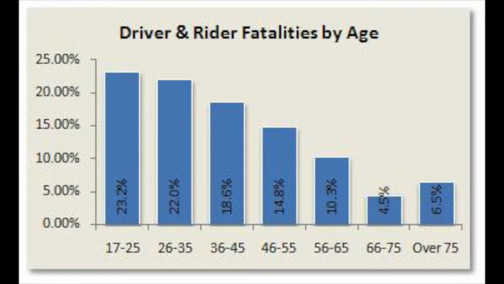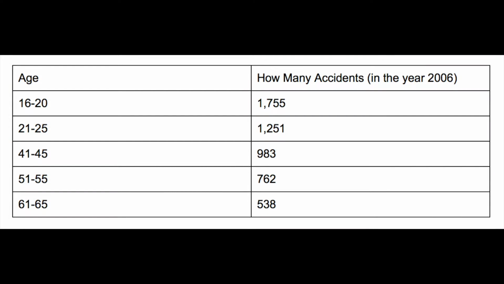So the ages that I used were 5 categories, and the ages were 16 to 20, 21 to 25, 41 to 45, 51 to 55, and 61 to 65. And my hypothesis proved correct that there was a correlation between the younger the age, the more accidents occurred. So as the age got older, the amount of accidents decreased.